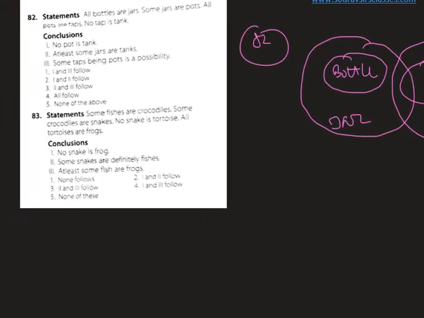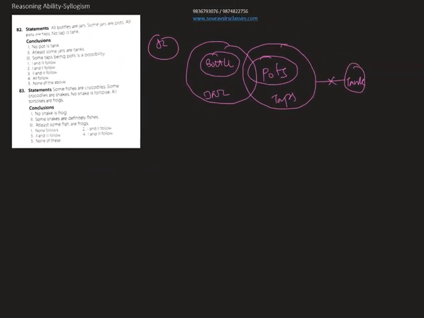Conclusion 1 is: no pot is tank. So this is the pot set, this is the tank set, and this is a true statement as there is no relation between these two sets. Therefore 1 follows.